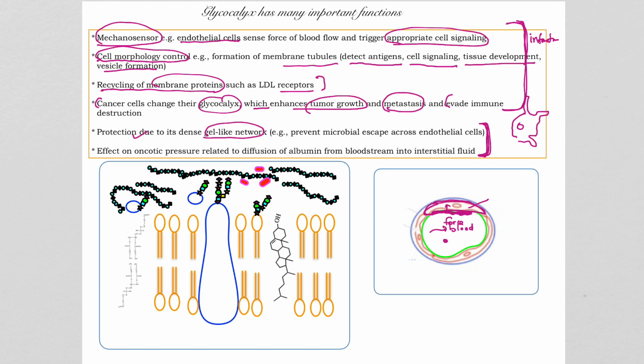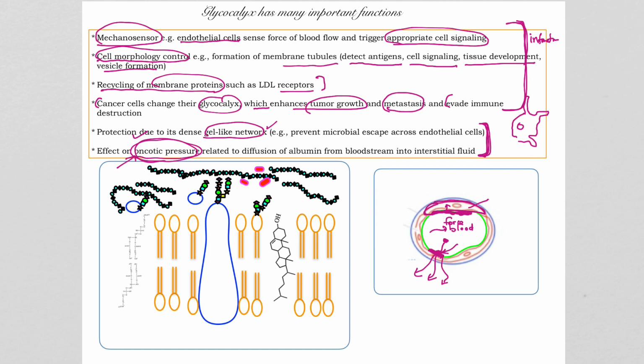For example, it can prevent the microbe from entering into your tissue because of this very dense glycocalyx. Basically, the microbe can get trapped here, and then the immune cells can destroy the microbe before it gets a chance to enter the tissues. So the glycocalyx has a protective role. Effect on oncotic pressure. So a lot of controversy on the Starling law and things like edema and so on. So we shall talk about this in a future video.